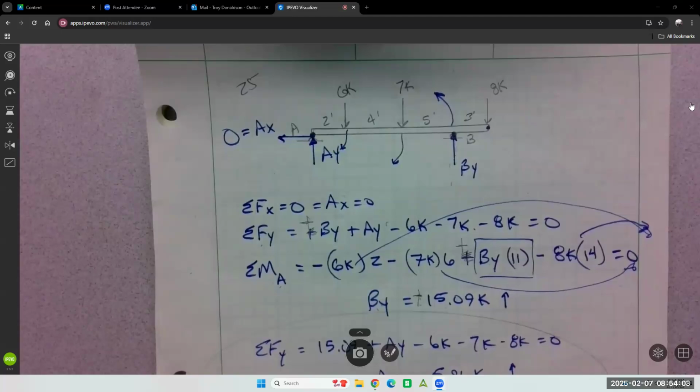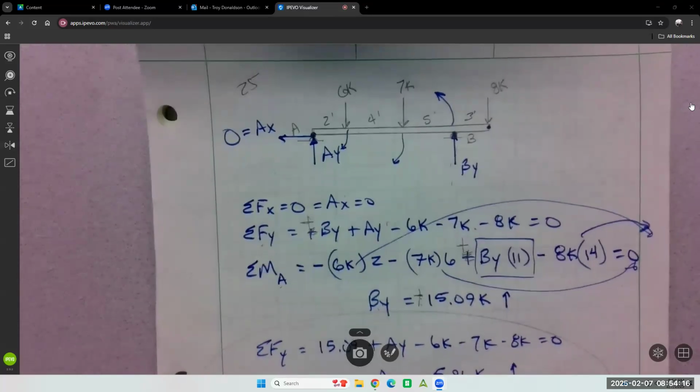So you won't get that for a while. You should be able to assume directions pretty easily on these simpler problems. But on the more difficult problems, you literally don't know. Like when we do trusses, there are so many unknowns that it's like, oh, I have no idea. Just start guessing, and then if you come up with a negative, you're like, oh, that was the wrong direction. Go switch it. All right, cool.